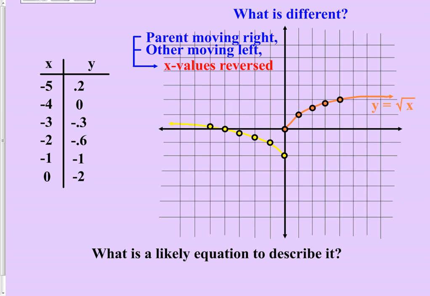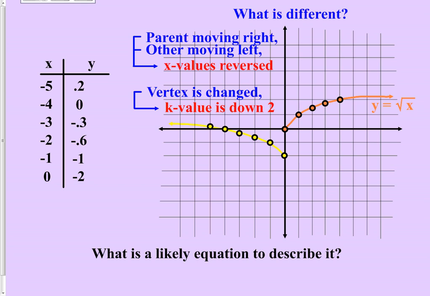Another very easy thing to notice is the origination point is different. Our vertex is not the same for both of these functions. Now obviously the parent function wants to begin at the origin. So what is this one doing differently? Well, this one has a different k value. And how has k been adjusted? K has been moved down 2 units. That's going to be important when we write our equation.